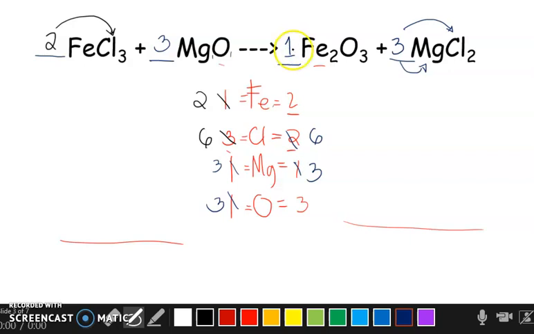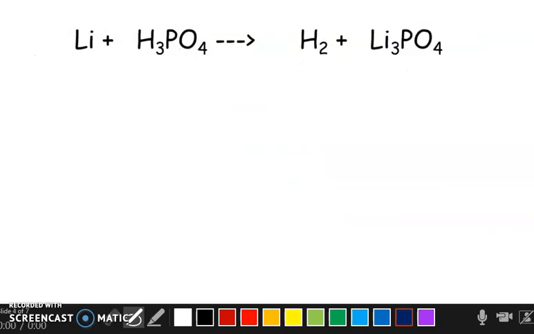You don't have to change the coefficient of this molecule because this is already a balanced equation. The number of iron is the same, the number of chlorine is the same, the number of magnesium and oxygen are the same. So that's how you balance an equation. Let's try more examples. So this one. Okay, remember, write everything first.